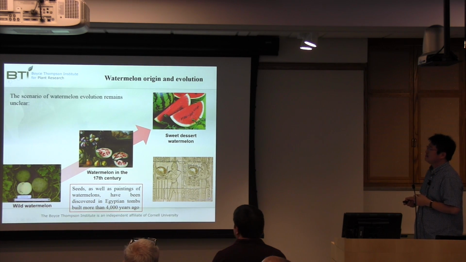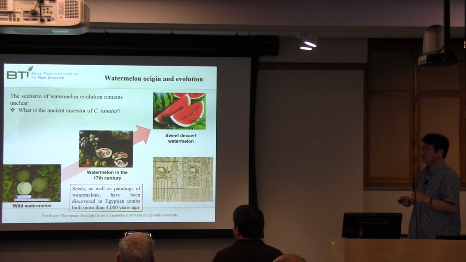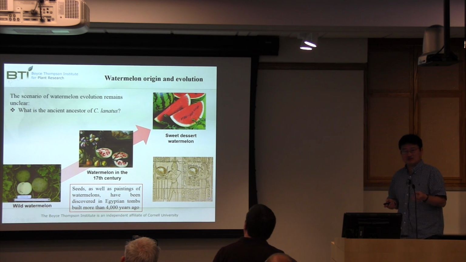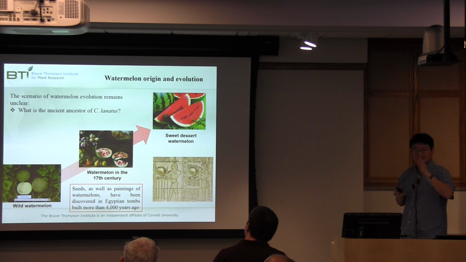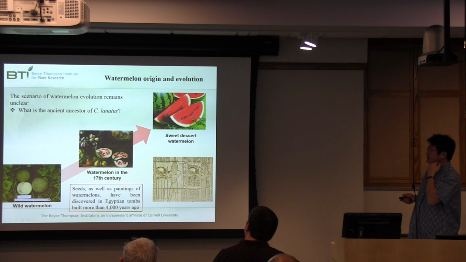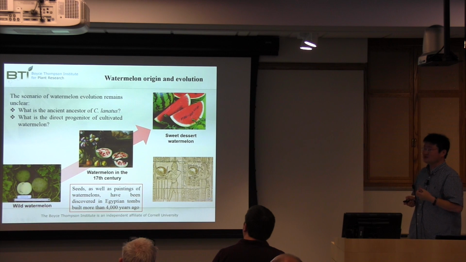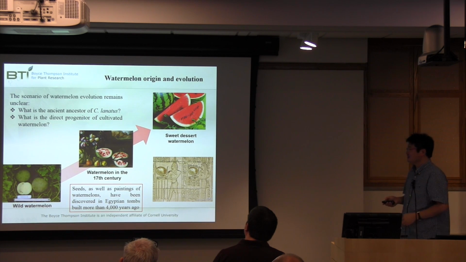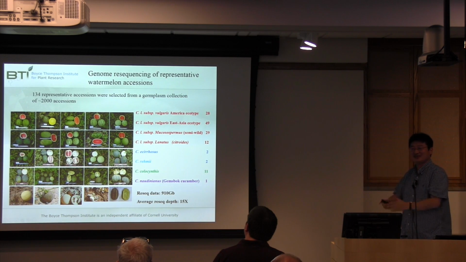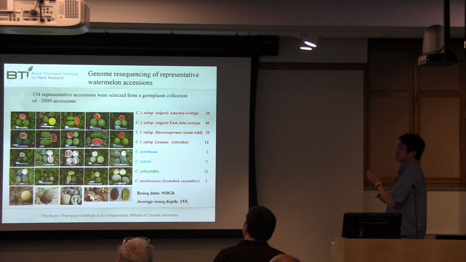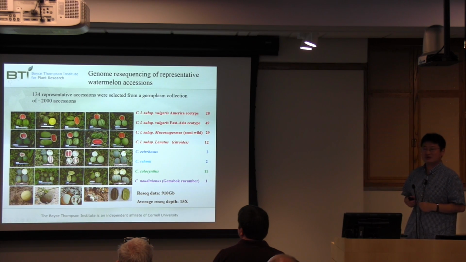But the problem is that the scenario of watermelon evolution still remains largely unclear. The first question is, what is the ancestor of watermelon? We know there are all kinds of different wild watermelon, but which one is the ancient ancestor of watermelon? The second is, what is the direct progenitor of cultivated watermelon? And also, what is the domestication process? I'm sure it's very hard to clearly answer those questions, but we are trying to use this genomic resequencing data to answer part of them.